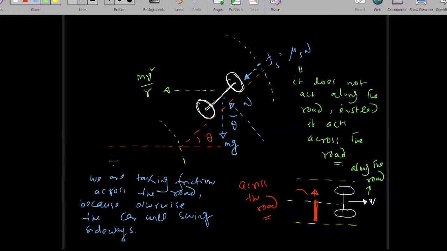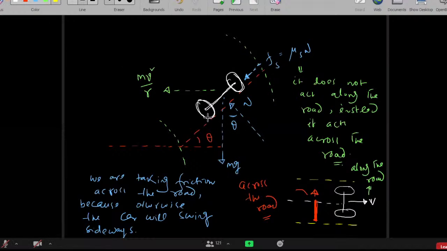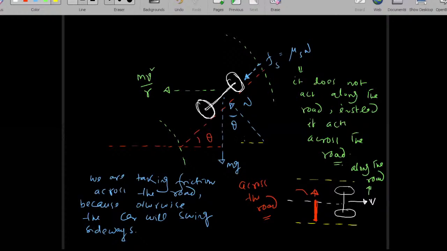Okay, sir. So here this point you should remember carefully, that the friction is not acting along the road but it is acting across the road, ठीक है ना, थोड़ा careful लीजिएगा इसमें। Fine, so now let us see the components. So now when I am dividing the component, this will be theta, so this is n cos theta, this is n sin theta.